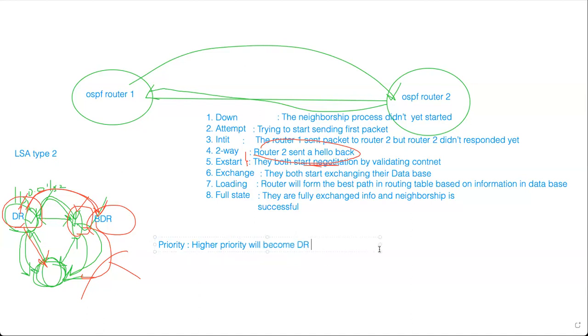Let's compare this with spanning tree, guys. In the spanning tree, does the higher priority win or lower priority win? Lower. This is opposite to the spanning tree. Here, the higher priority wins. What if priority matches? In spanning tree, what if the priority matches, guys? What will happen? We check the MAC address. Yes. And what will win? Lower or higher MAC address? Lower. Yeah, here the higher IP address will win.